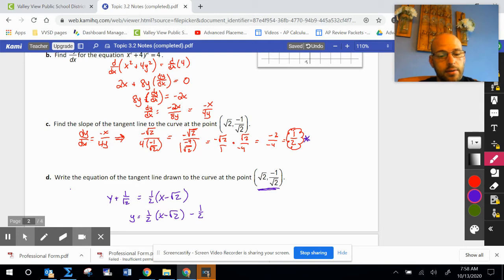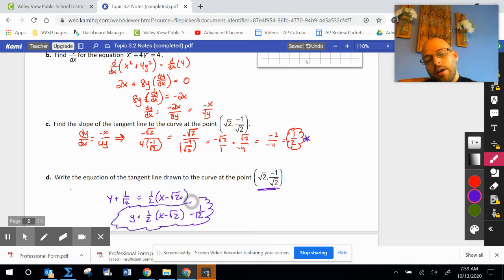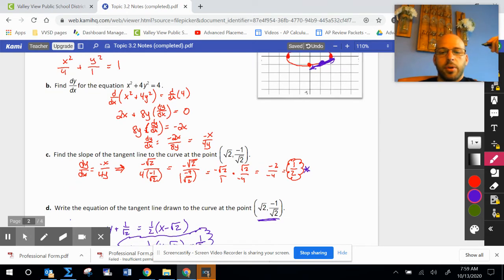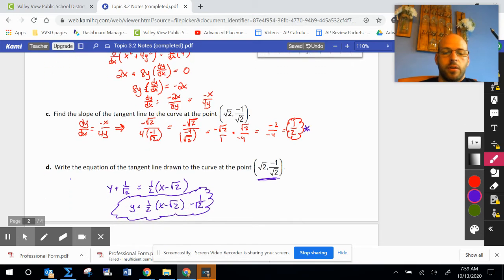And this minus 1, sorry, 1 over square root of 2. You do not need to rationalize that denominator. That does not make a difference. Okay, this is the equation of that little tangent line, that purple tangent line that I drew.